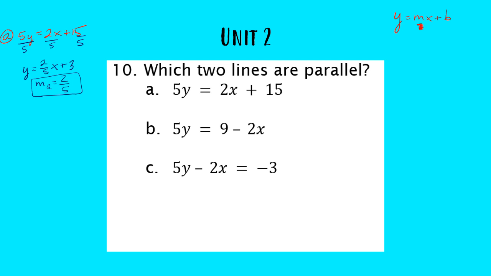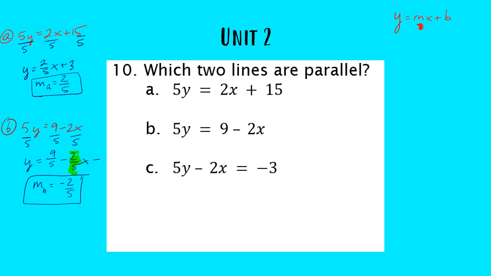So for line B, I have 5y equals 9 minus 2x. Same thing, first thing I am going to do is divide every single number by 5, and I get y equals 9/5 minus 2/5 x. Now the biggest trick on this is remember your slope always comes from the number in front of the x. So when I'm looking at this, I end up getting that my slope for line B is negative 2/5. So take the sign with it as well.